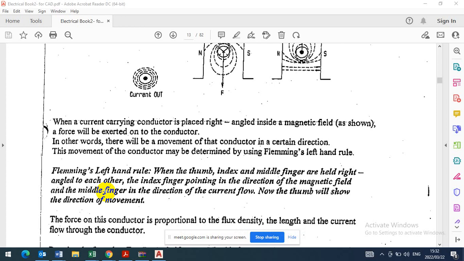Have you tried to practice this? I'm doing it now. Yeah. Hold the thumb, index finger, and the middle finger at 90 degrees to each other.